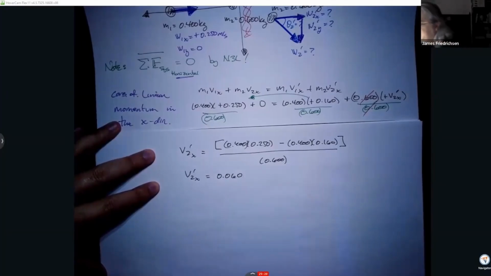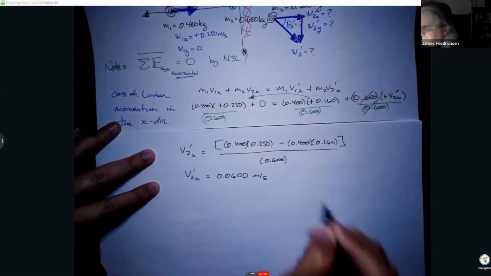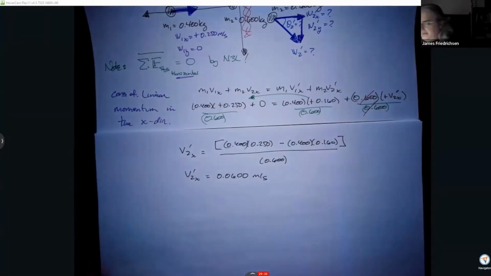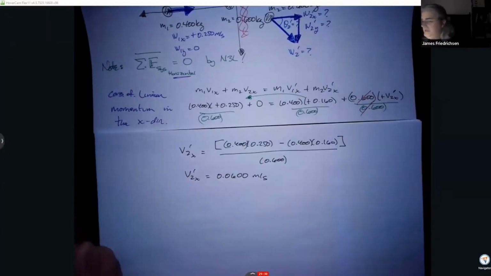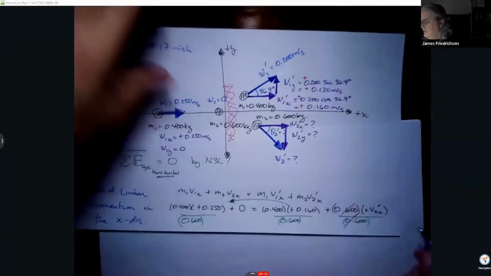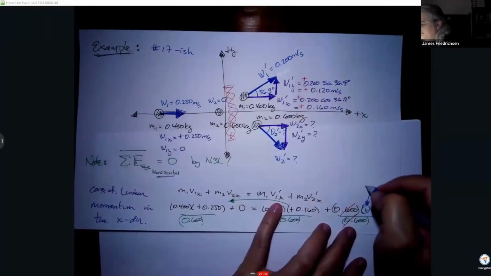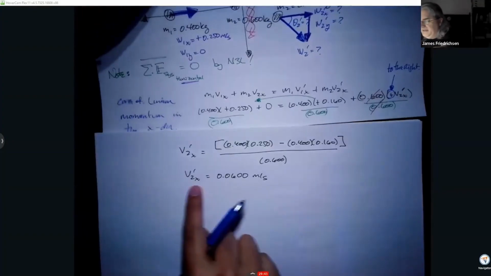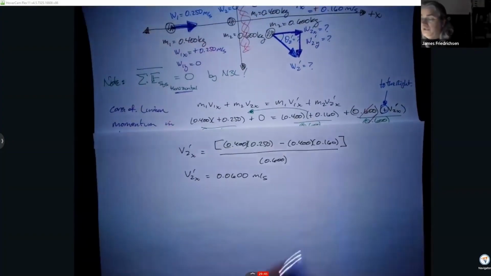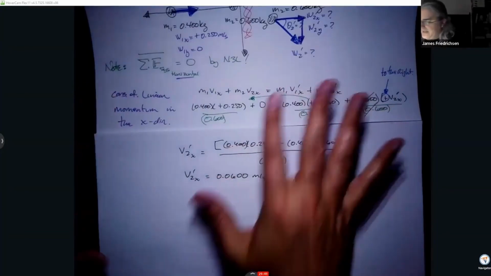0.060. And I'm seeing 3 digits, so I'll put another 0 on there. There we go. It came out positive. So the direction we picked, and I picked my direction here, this would be in the positive x direction, or to the right. And so since this is positive for the magnitude, then it is indeed to the right. Okay. And so then this was in the x direction.